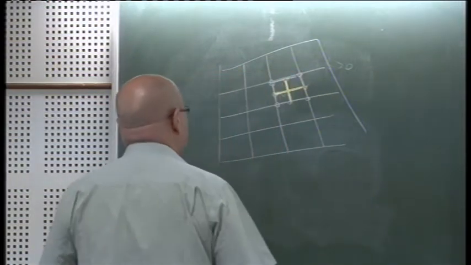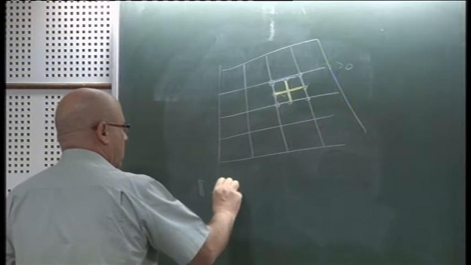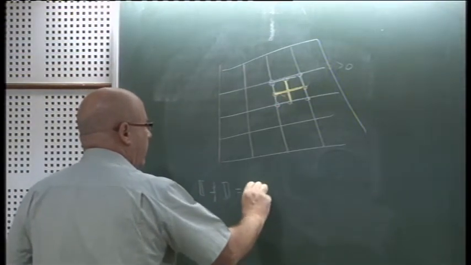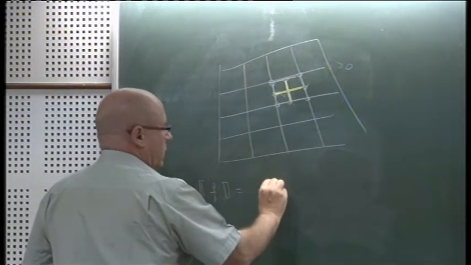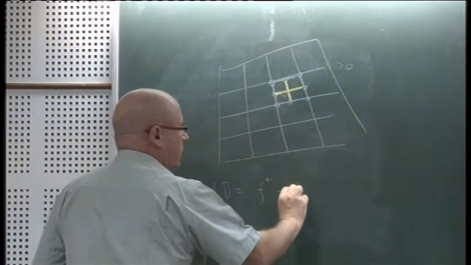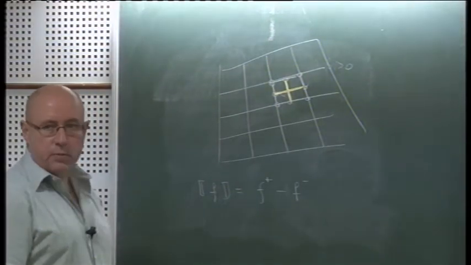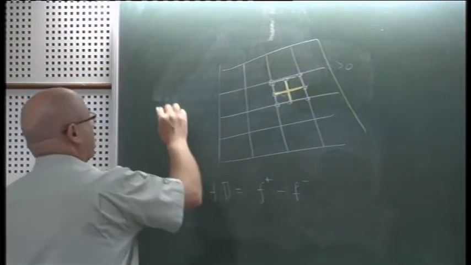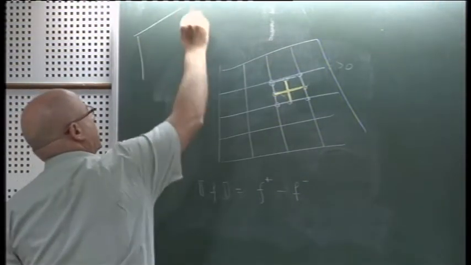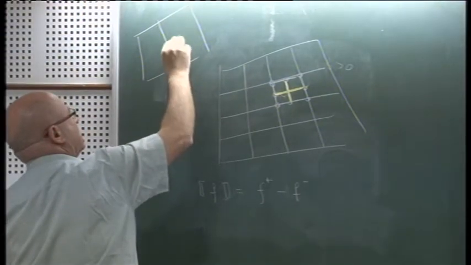What is the jump operator? The jump of a function f is nothing but the function f on one side minus the function f on the other. So we can write it this way. In principle, you have to choose what is plus and what is minus, okay? Obviously. So, for example, if you have two elements, you have to decide that this is plus and this is minus.